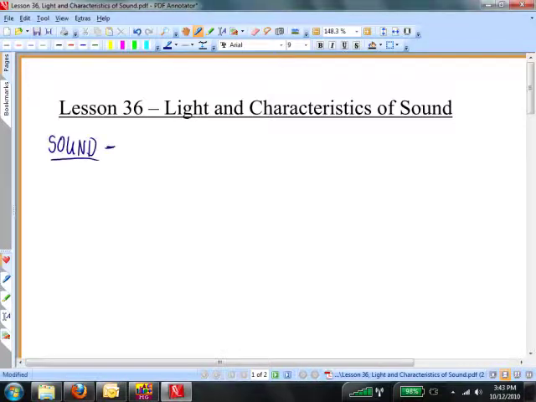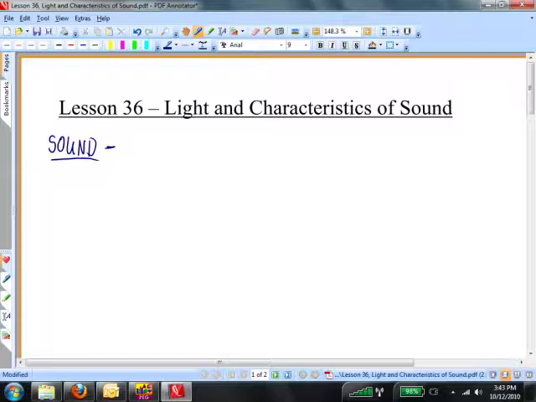We're going to see that sound is a longitudinal wave. You'll remember the difference between transverse and longitudinal waves. Sound is one of the longitudinal waves that we're going to study. Any kind of pressure wave is a longitudinal wave. It is a mechanical wave, and it requires a medium to travel in.